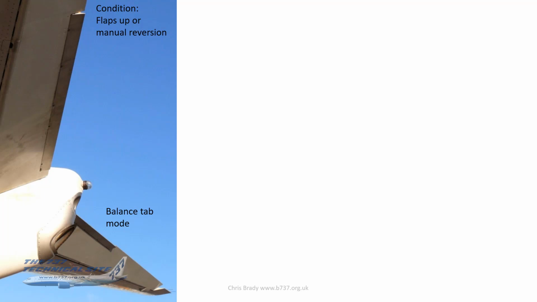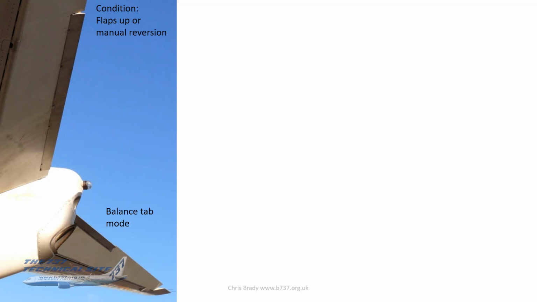A picture's 100 times better than a table. So what I've got here is a series of photographs that I took. I got my FO to hold these configurations for me while I took photographs, and I'm actually quite pleased I did now, because I'm able to show you these things. So this was in a 737NG. I can't remember which one, but they all behave the same.